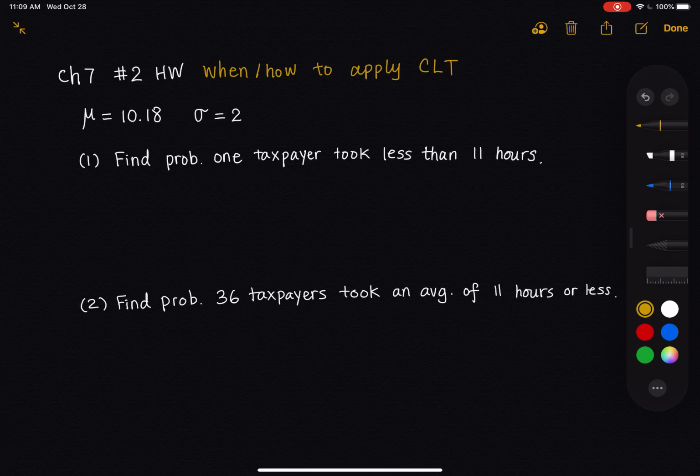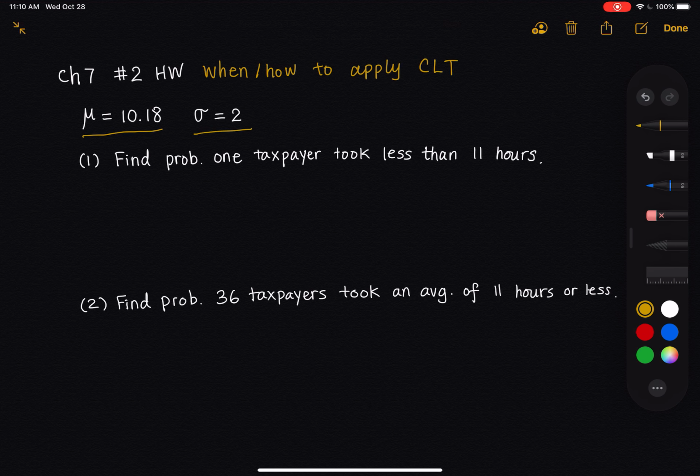Chapter 7, Homework Problem Number 2. We are given that the average length of time for an individual to complete the tax return form is 10.8 hours. And because the IRS has the entire population's information, that average is the population mean, mu. It says the distribution of the length, although it's unknown, but the IRS can calculate the standard deviation, which is 2, and it is the population standard deviation. So those are the given conditions.